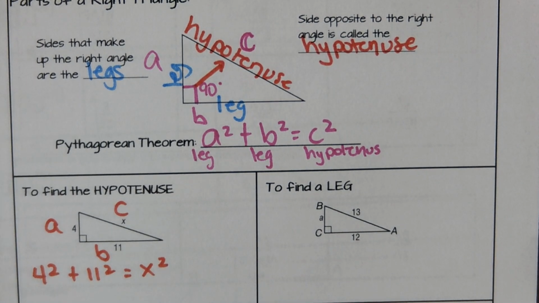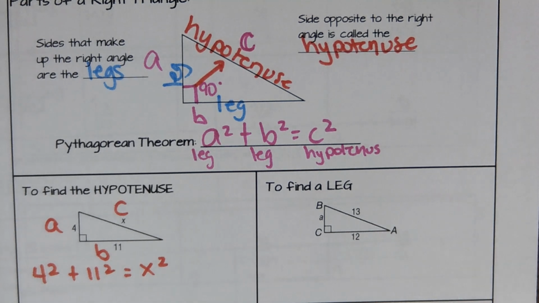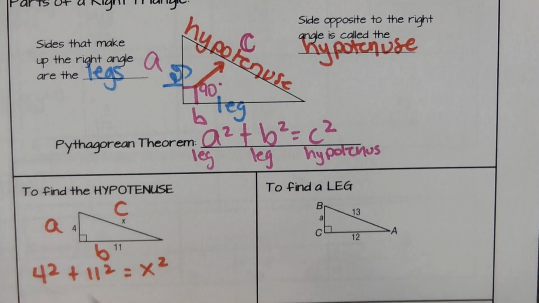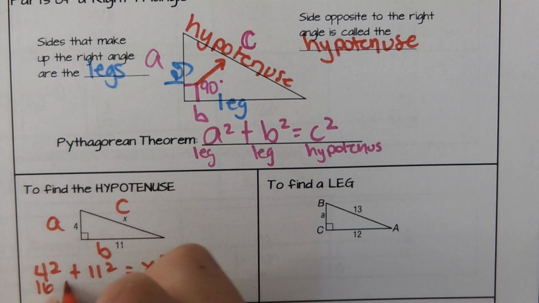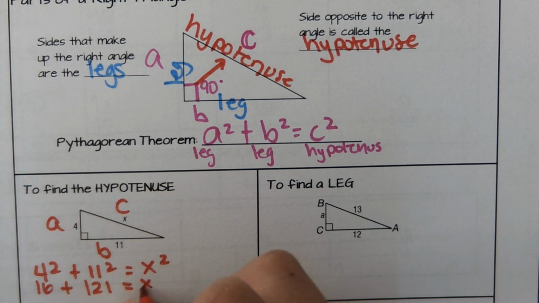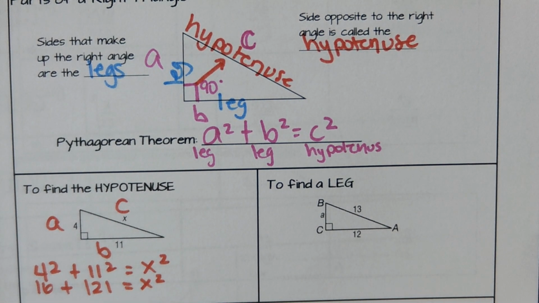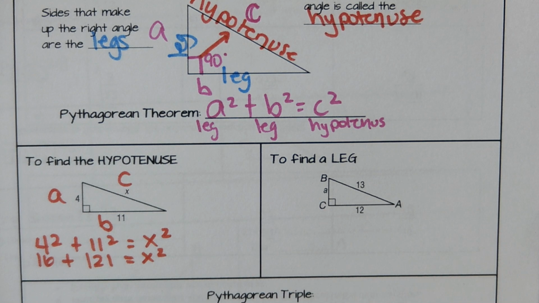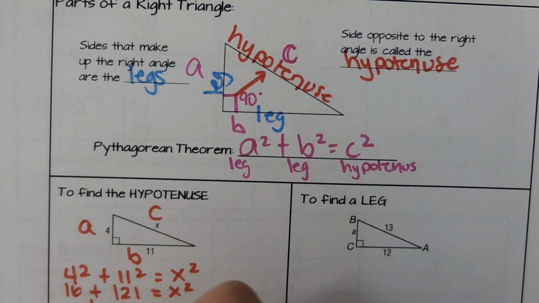Okay, and then from here we're going to solve it. I've done a lot of the calculations, so it goes a little bit faster. 4 squared, 4 times 4 would be 16. 11 squared, 11 times 11 would be 121. X squared. 16 plus 121 is 137 equals x squared.